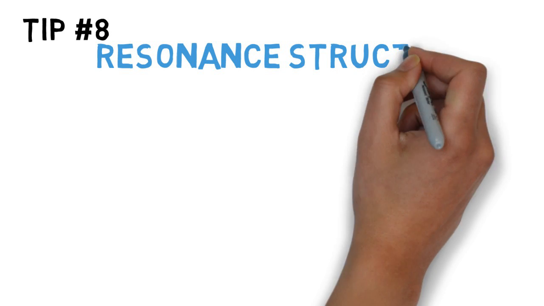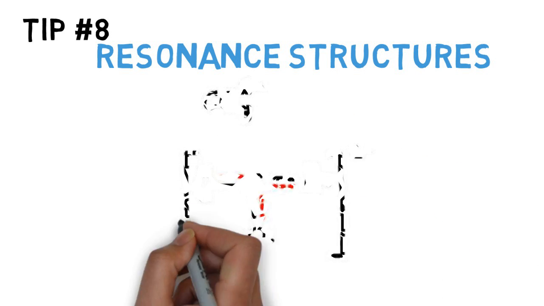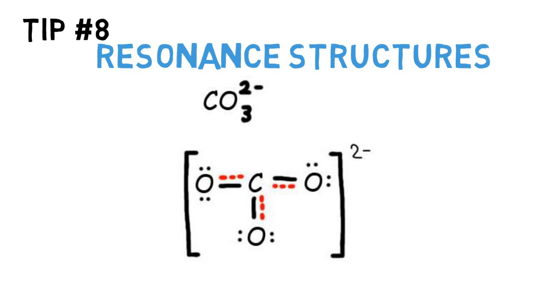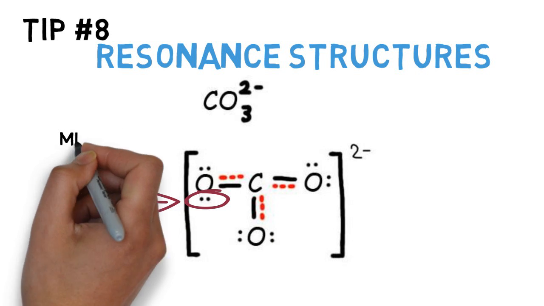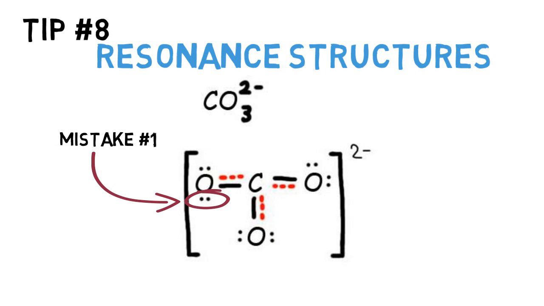Tip number 8. In resonance structures, there are even more things to remember to include. The example here of the carbonate ion CO3 2- is missing two important things required for all resonance structures. The first is that the non-bonding electrons should not be drawn on non-central atoms, since we can never be sure how many electrons each atom has at a given time in a resonance structure.